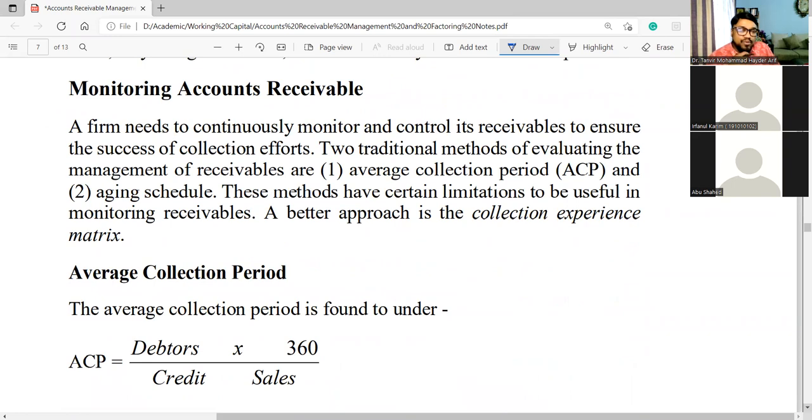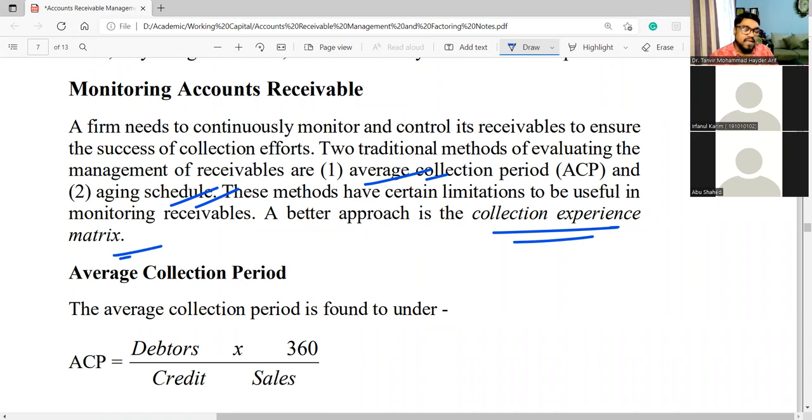How can you monitor your account receivable? For monitoring account receivable, you can use the average collection period method or aging schedule. We will talk about two different methods. And also we have one approach called collection experience metrics.